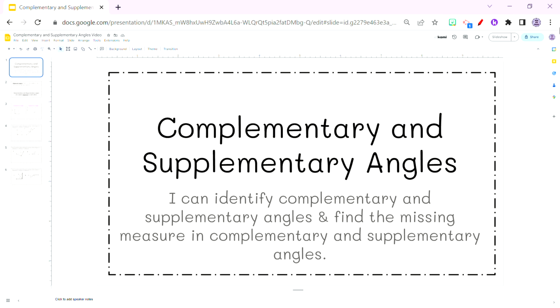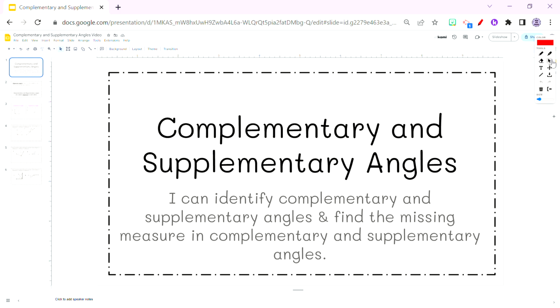Hi there, in this video we're going to go over complementary and supplementary angles. Alright, so your objective for today is to identify complementary and supplementary angles and find the missing measure in complementary and supplementary angles. Alright, so let's do this.